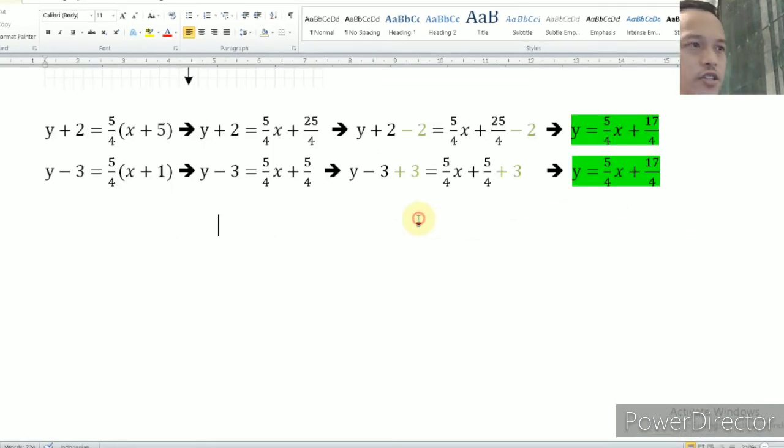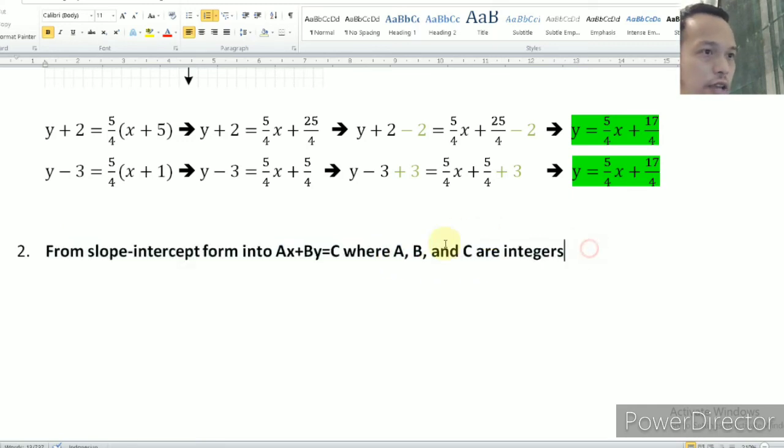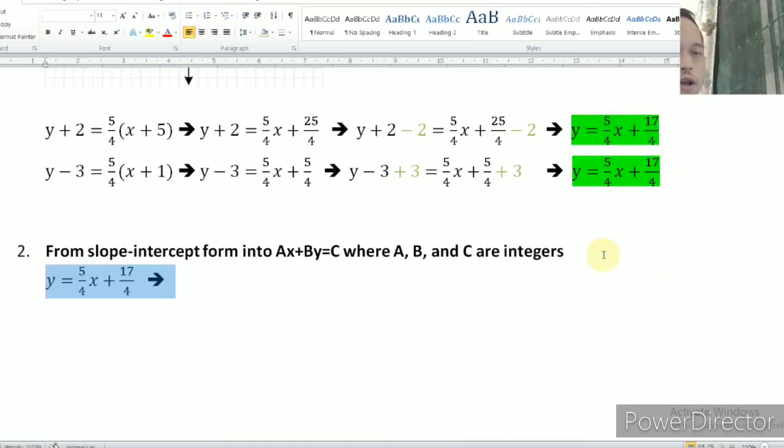The second transformation that you need to learn is from slope-intercept form into ax plus by equals c. For this one, we need to require that a, b, and c are integers. If this is not instructed, you can just be satisfied with the fraction. But for this one, I want you to learn until a, b, c are integers. So let's use the same example. I already have the slope-intercept form, this one. How can I transform this into ax plus by equals c?